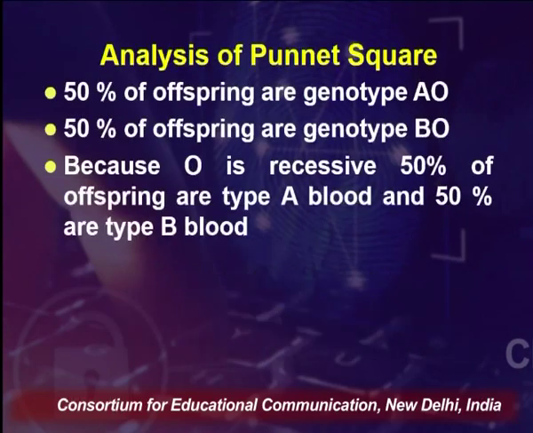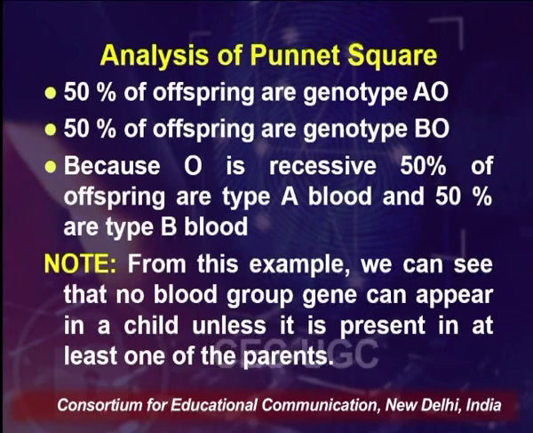Going next, if we are analyzing this Punnett square, 50% of the offspring will have chances of genotype AO and 50% of the offspring will have chances of genotype BO. We know that O is recessive, so 50% of offspring have type A blood group and 50% of the offspring will have type B blood group. So, we can see from this example that no blood group gene can appear in a child unless it is present in at least one of the parents.